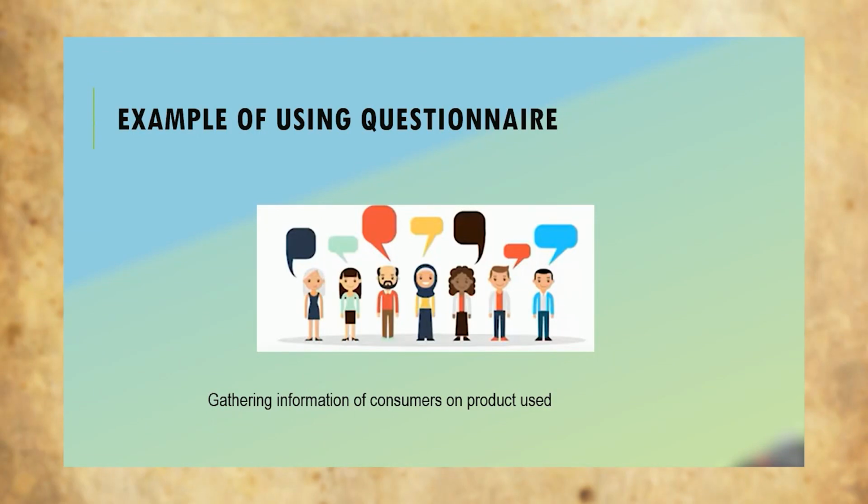Let us come up with an example. See, in the diagram we see that if we try to gather information from consumers on a particular product used, it is difficult to reach out physically to all the consumers.